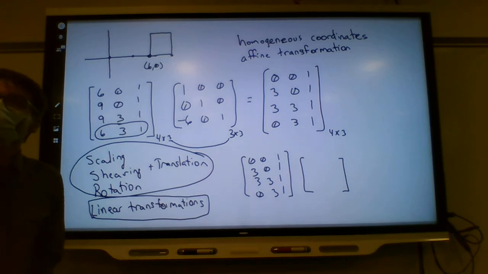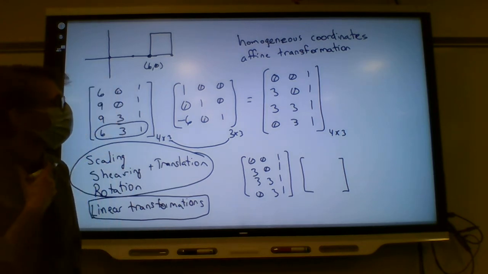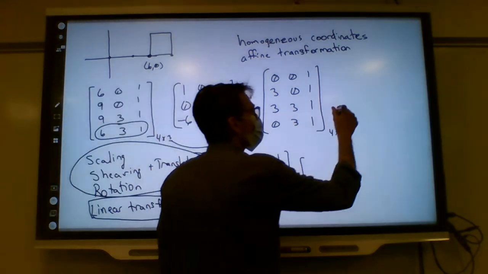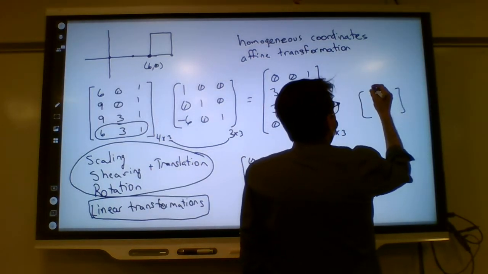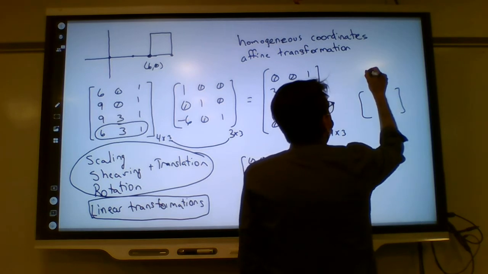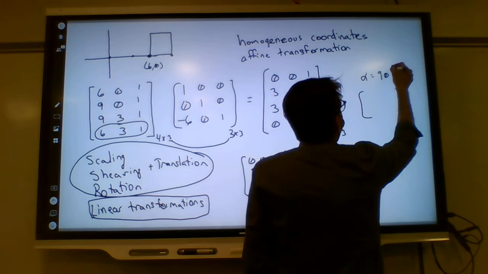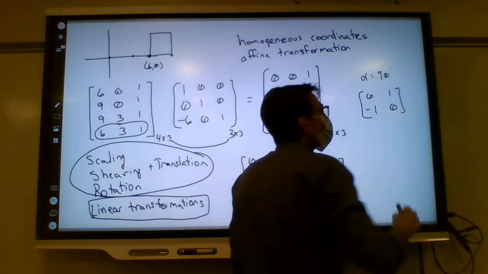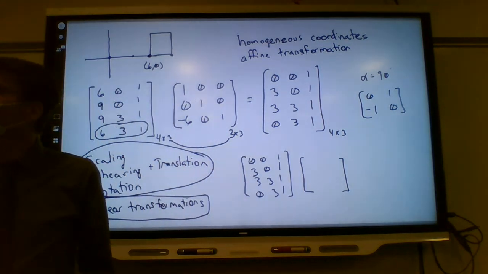So let's think about our 90-degree rotation. What would the 90-degree rotation matrix be? It would be a 2 by 2 that we've talked about, right? So what is the 2 by 2 for 90-degree rotation? Cosine x, sine x, negative sine x. So for 90 degrees, it's 0, 1, negative 1, 0. Right, so that matrix was 0, 1, negative 1, 0 in 2 dimensions.